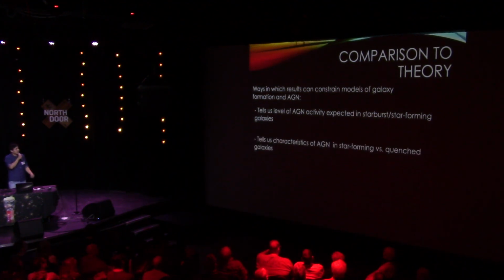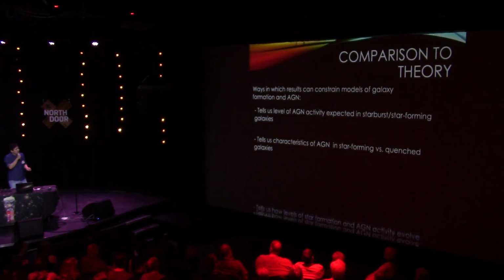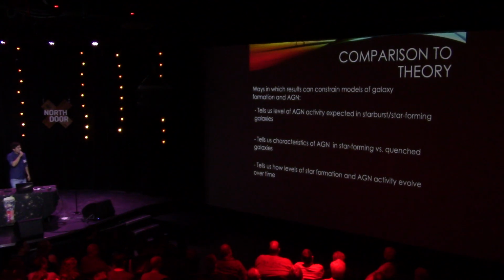These results can also tell us about characteristics of AGN in star-forming versus quenched galaxies. Quenched is just astronomer jargon for galaxies that are no longer forming stars. They used up all their gas, they can no longer form stars, and so we call them quenched. Lastly, these results can also tell us how levels of star formation and AGN activity evolve over time.